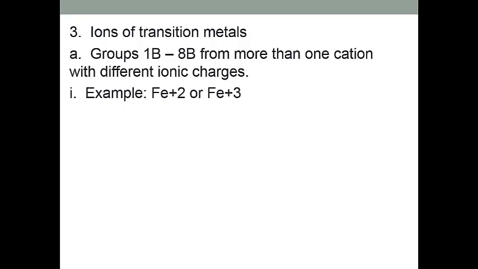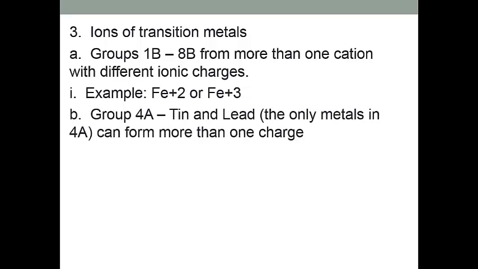So for example, iron. Iron is a transition metal. It's number 26. And this one, we can't just put a +2 up at the top of the family and say everything in this column is a +2, because it doesn't work that way. So sometimes it's a +2, other times it can form a +3 charge.